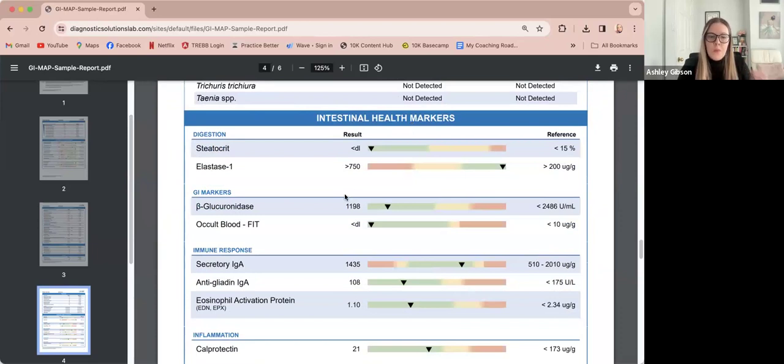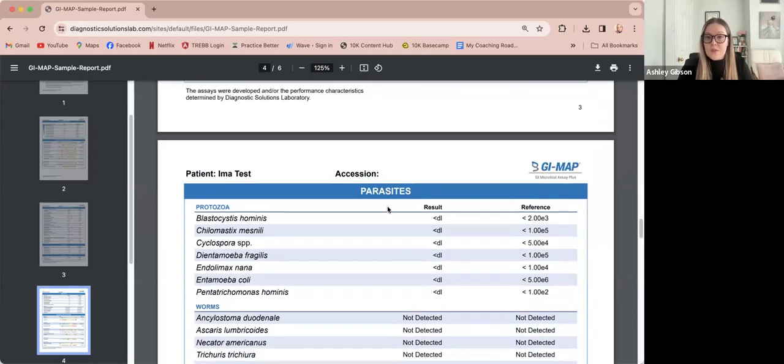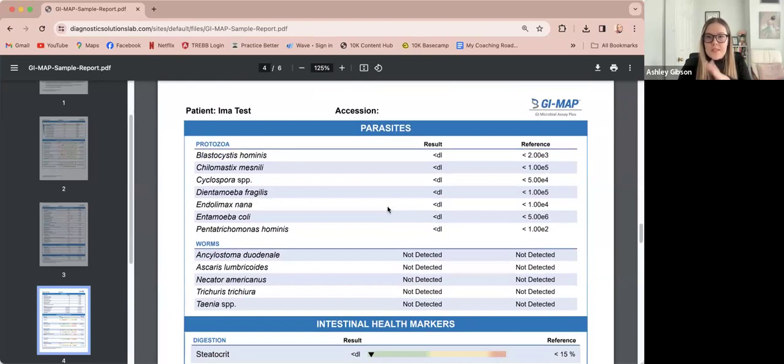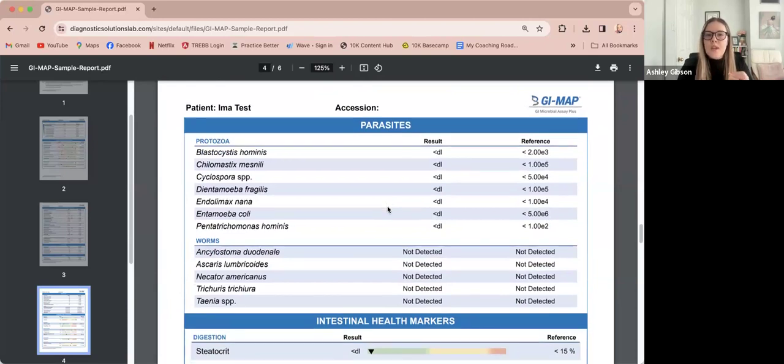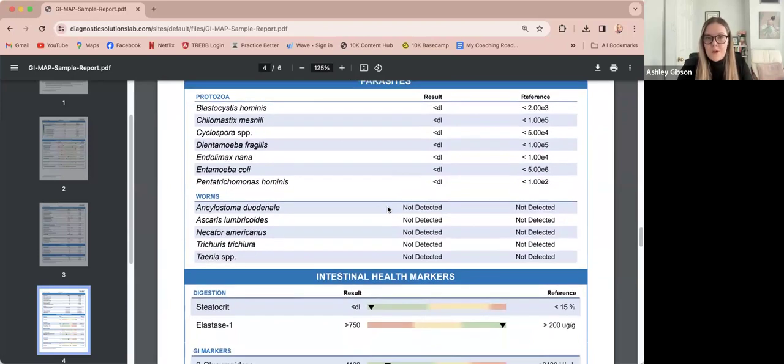So one thing I'll say, we actually do get insight when we're looking at the bacteria. That does give us some insight as to how digestion is functioning. So for example, if H. pylori is present, if there's a lot of bacterial overgrowth like there is in this particular sample, we know that there's likely low stomach acid, and we need stomach acid to break down our food.